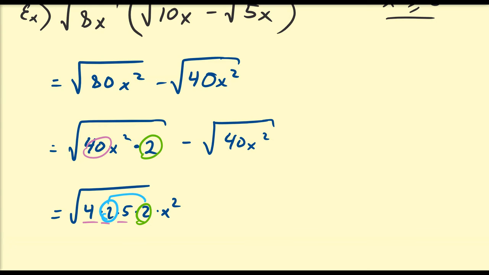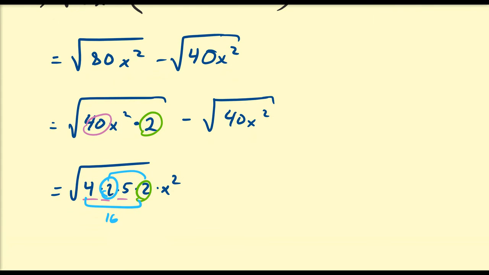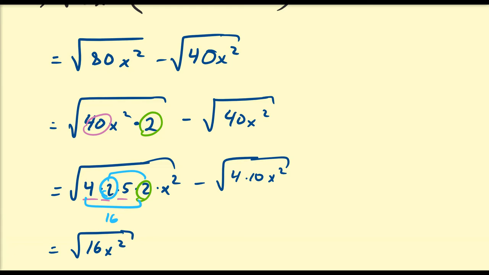So I have these 2 here. So 2 times 2 is 4, and then 4 times 4 is going to be 16. So this is actually going to be 16x squared here, if I want to write it like that. And I can do the same here, right? So I can rewrite this as 4 times 10x squared, right? So this is the square root of 4 times 10x squared.